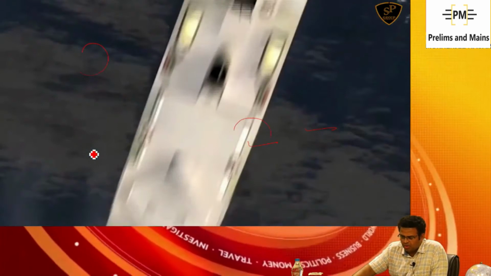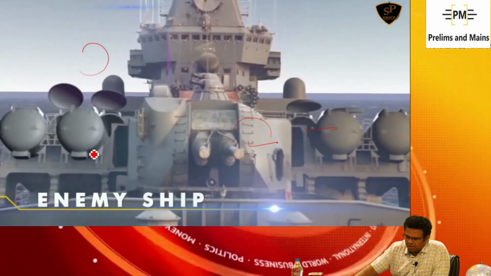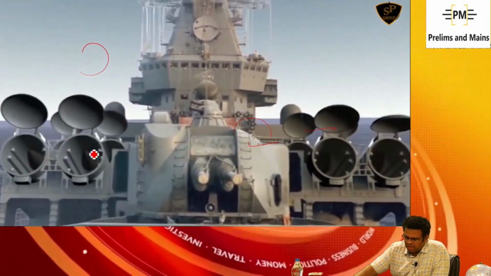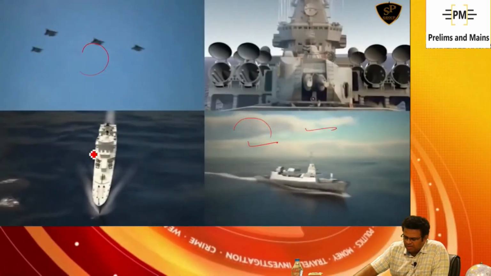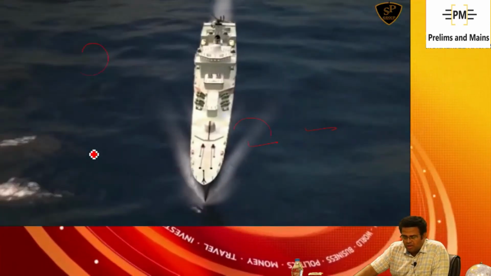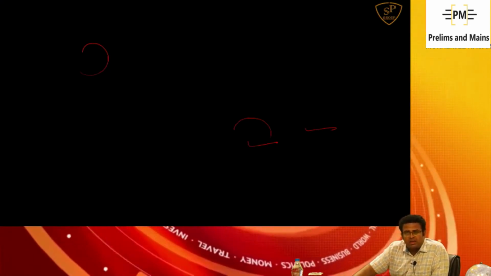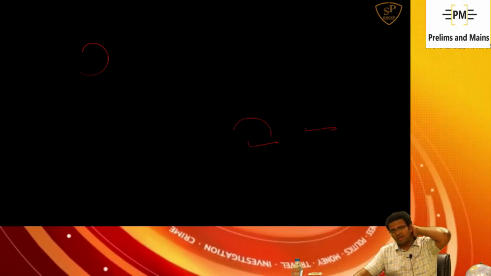Barak 8 has such high accuracy. You can see that it is a vertical launch. It comes out vertically and is able to move into the air. At the same time, if any missile is 500 meters close to the destroyer ship, it can even target and hit it with high accuracy. This is Barak 8. So Barak 8 has very high accuracy in comparison to any sea-to-air missile, if I am watching.